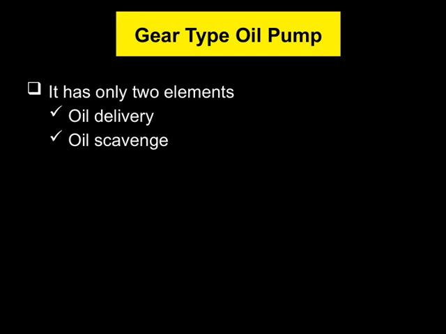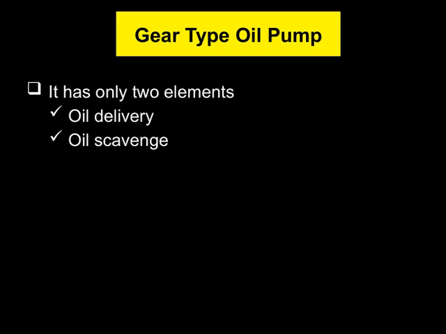The second element is oil scavenge, or in other words, the process of collecting and returning oil back to the reservoir for recirculation. These two elements are fundamental because they work together to maintain a continuous flow of oil, keeping the system well lubricated and preventing overheating.